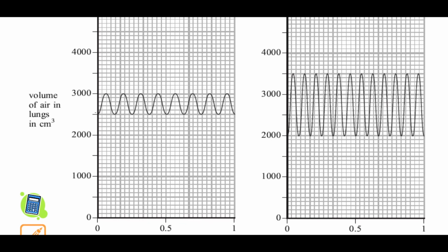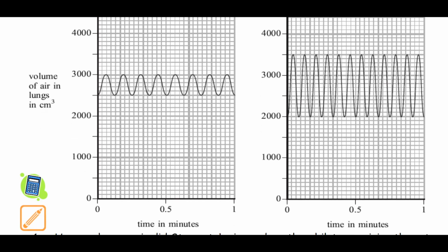So if we look at the one at rest, the one on the left, we can see that this number here would be 2,500 at the bottom. This is 3,000. So the volume of air in her lungs that she's breathing out, and we can see a breath in, a breath out. That's 1, 2, 3, 4, 5, 6, 7, 8. So she makes 8 breaths in that time. She's breathing in and out 500 cubic centimeters of air in her lungs at rest, with each breath in and out.